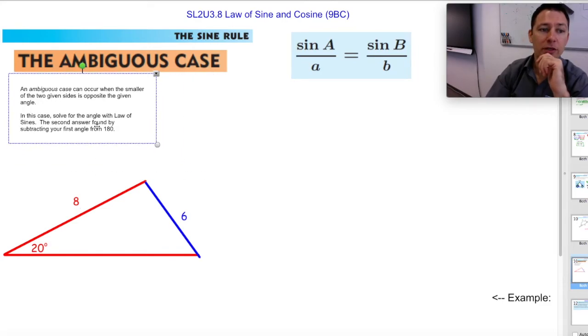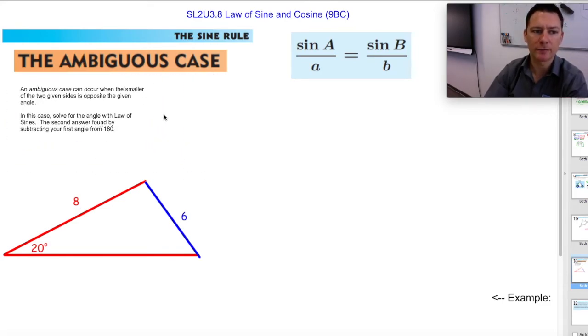So it's called the ambiguous case, and it can occur when the smaller of the two sides given is opposite that given angle. So it happens when this is the only angle I have, and the smallest of the two given sides is across from it. That's the case in which you can make two different triangles, one of which is this.